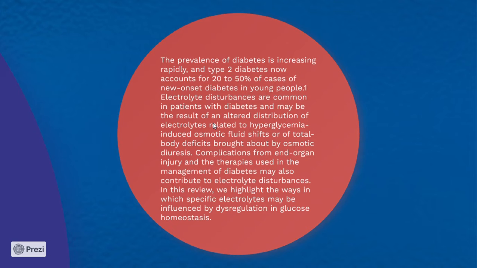Electrolyte disturbances are common in patients with diabetes and may be the result of an altered distribution of electrolytes related to hyperglycemia-induced osmotic fluid shifts, or total body deficit brought about by osmotic diuresis. Complications from an organ injury to the therapies used in the management of diabetes may also contribute to electrolyte disturbances. In this review, we highlight the ways in which specific electrolytes may be influenced by dysregulations in glucose homeostasis.